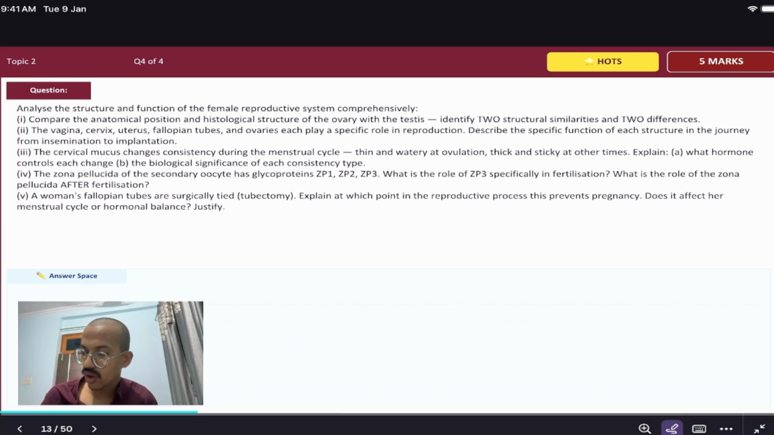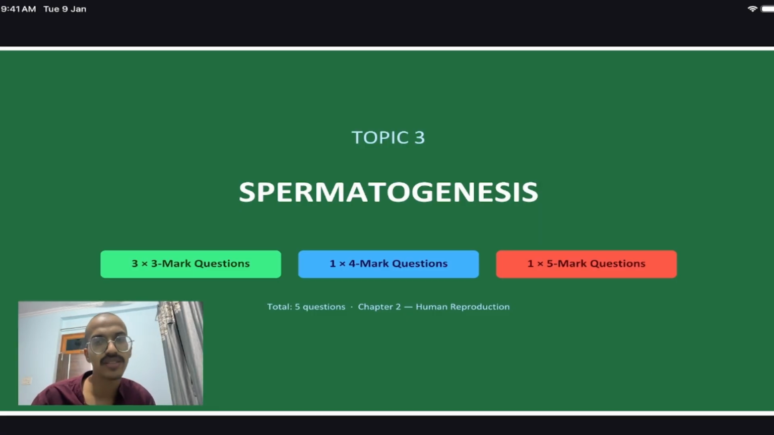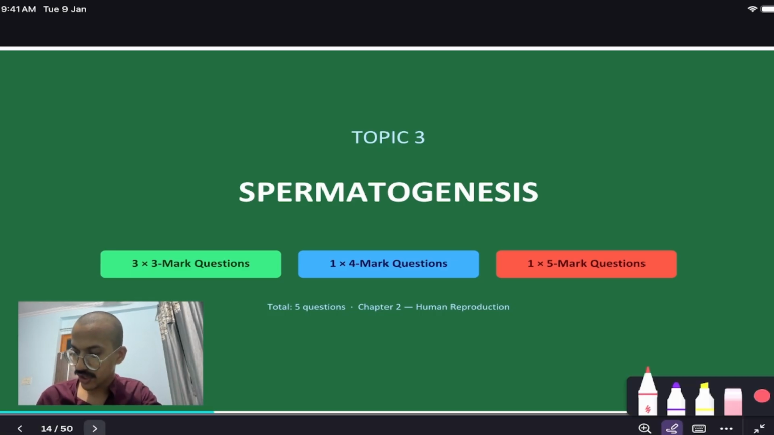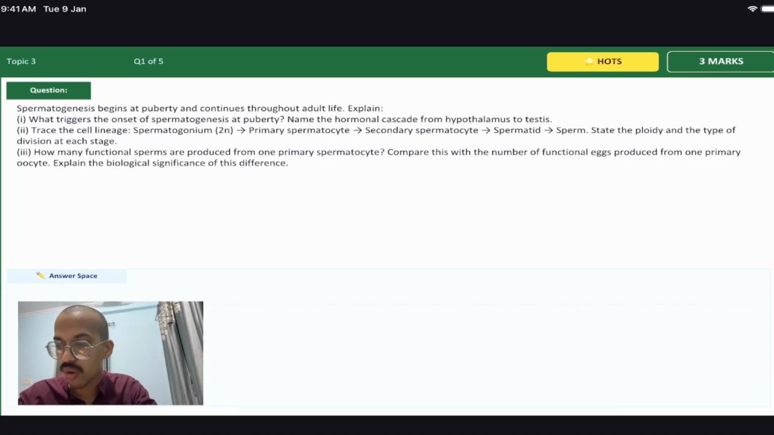Okay, moving on to the next one. That is the third topic, spermatogenesis, that is male sperm formation. Let's start with the first question. Spermatogenesis begins at puberty and continues throughout adult life. Explain what triggers the onset of spermatogenesis at puberty. That is the release of testosterone. Okay, that is the whole hormonal cascade which we have already discussed before. So you can write that whole thing.